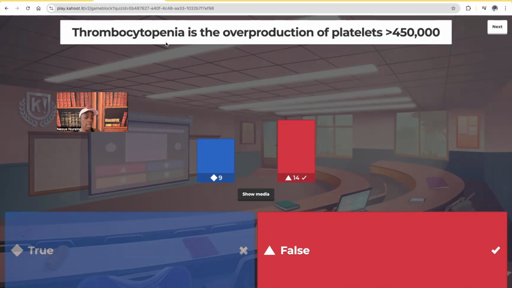150,000. Now, if you have more than 450,000, what's that called? Can you guys type in the live? If your platelet count is more than 450,000, what's that called? Thrombo, which is clot, cyto, thrombocytosis. Very good. One person answered. Thrombocytosis. So thrombocytosis is having too many platelets over 450,000, and thrombocytopenia is not having enough platelets, less than 150,000. All right, guys, one more slide to go.